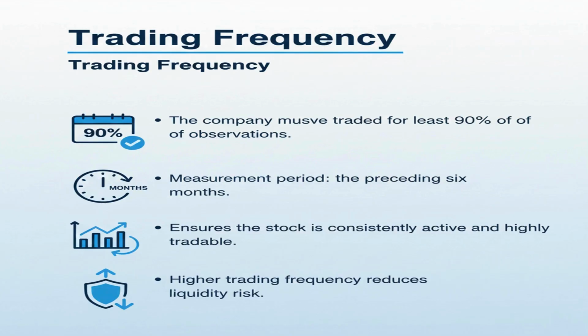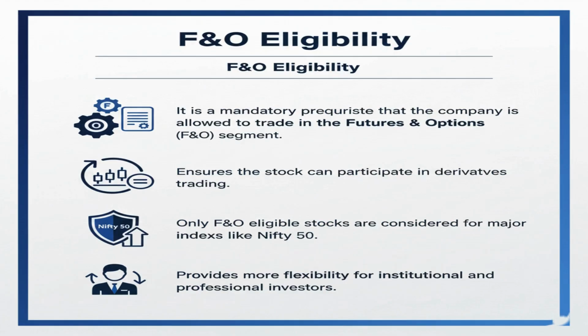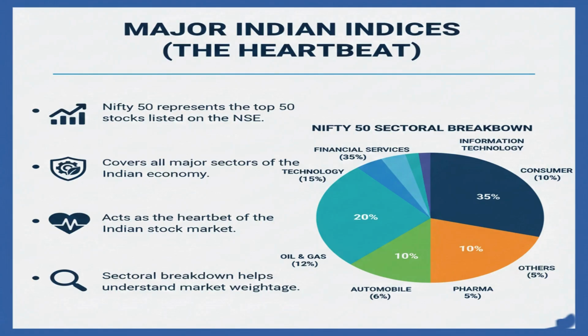Trading frequency: the company must have traded for at least 90% of the observations over the preceding 6 months. Minimum listing period: companies generally require a minimum listing history of 6 months. F&O eligibility: it is a mandatory prerequisite that the company is allowed to trade in the F&O, futures and options, segment itself.